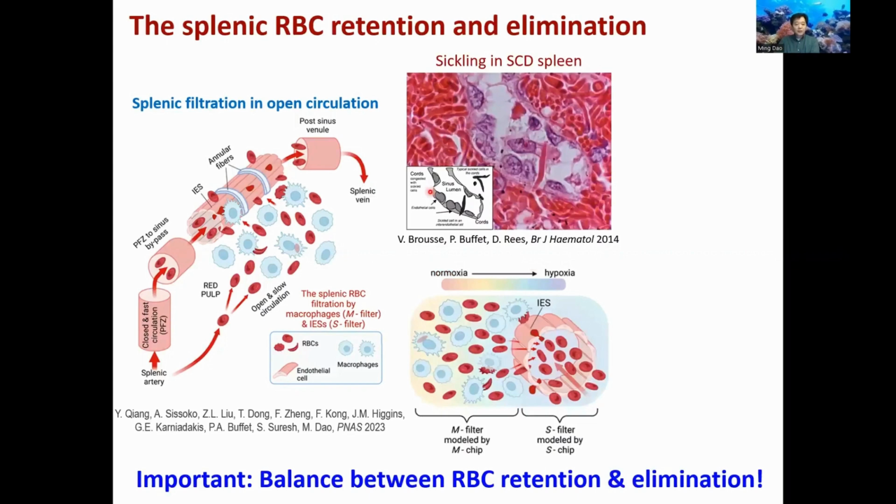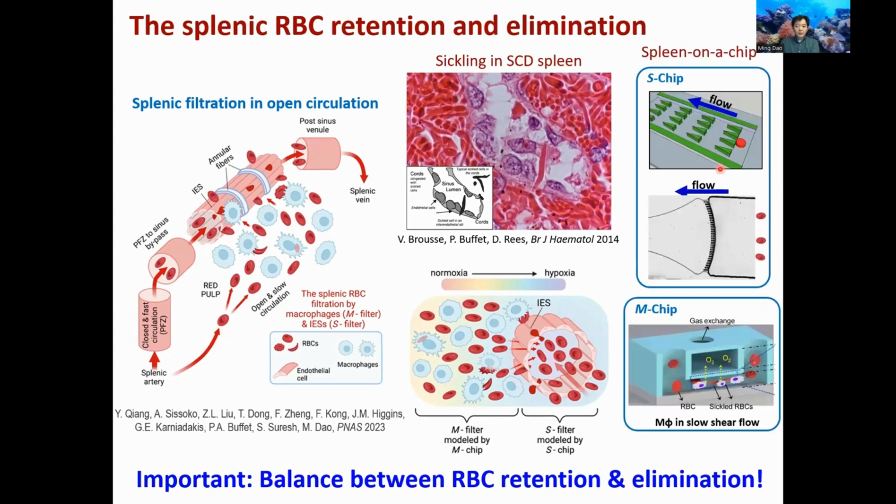On the other hand, for sickle cell disease, there are studies that identify that in the spleen, there are sickled cells. That means cells being sickled under hypoxia. So the spleen has to be somewhat hypoxic. So we need to study the hypoxia condition in the spleen. To do that, we did Spleen-on-a-Chip studies, and we have designed this S-chip with cells going through these small slits mimicking the IES, or interendothelial slits.